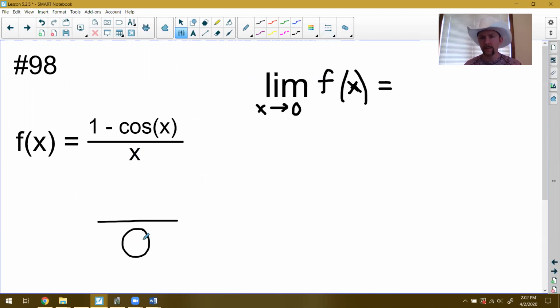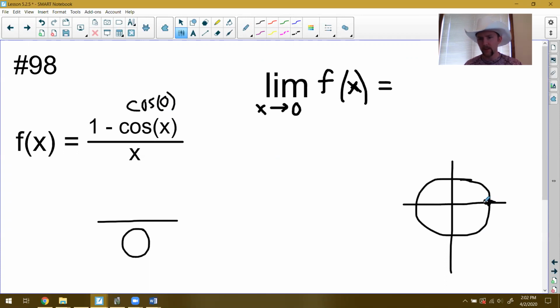The question is, what's happening to the top of the fraction? Well, what is the cosine of 0? That's the real question here. If we think back to our unit circle, 0 is over here, and cosine is the x value. What is the cosine at 0? It's 1. Cosine of 0 is 1. So if I go 1 minus 1, that's 0 over 0.